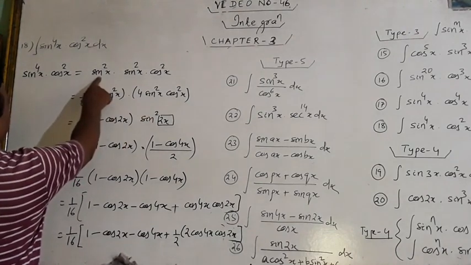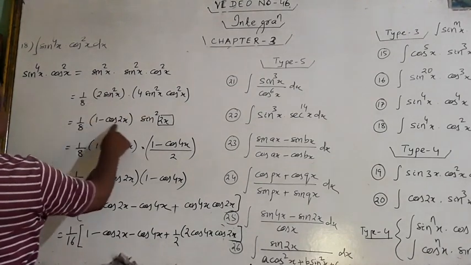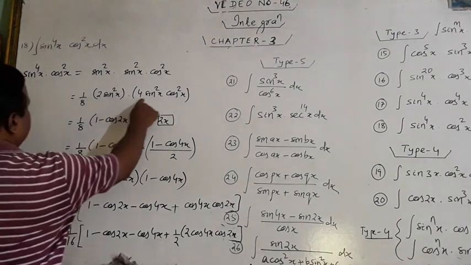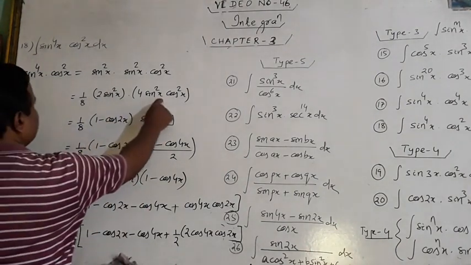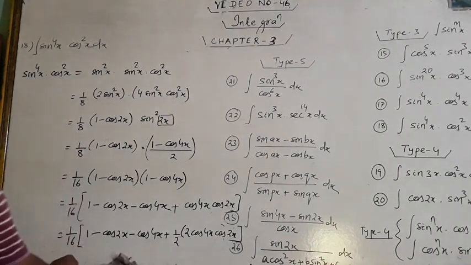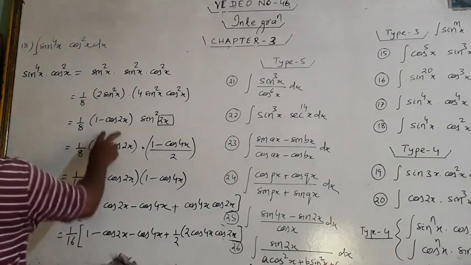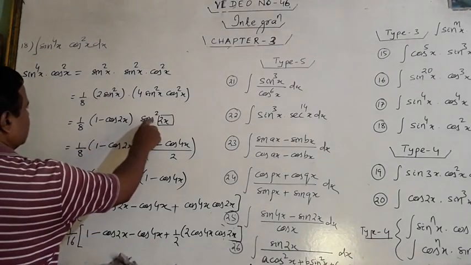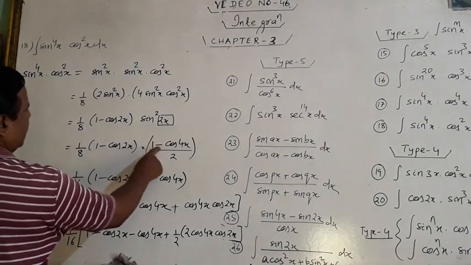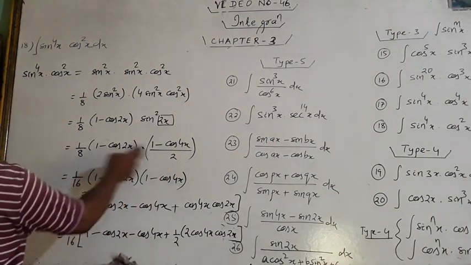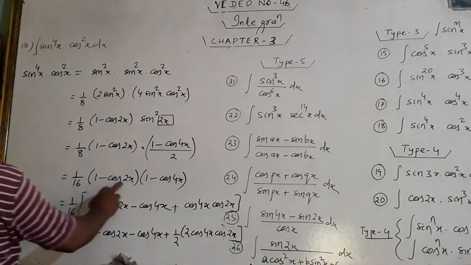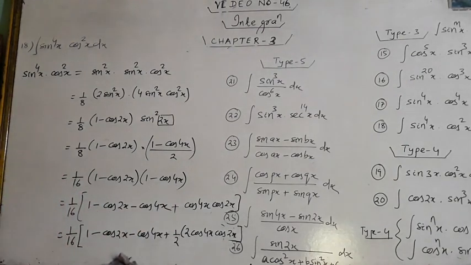Why do you multiply 2 here? 2 sine square x is 1 minus cos 2x. If you multiply 4 cos square x sine square x, it is 2 sine x cos x whole square, that is sine square 2x. And 1 minus cos 2x, sine square box, it is 1 minus cos 2 box, that is 1 minus cos 4x by 2. 2 times 8, 1 by 16, 1 minus cos 2x, 1 minus cos 4x.